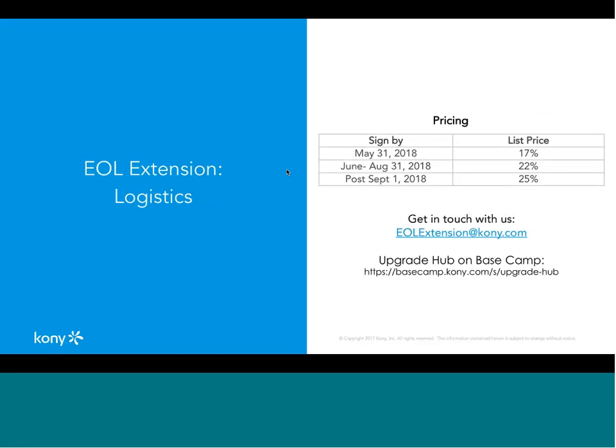Here are some logistics for the EOL extension program. So the pricing, if you signed up before the end of this month, before May 31st, it is 17% of the app platform license fee, and if you sign between June 1st and August 31st, that's 22% of the app platform license fee, and post September 1st of 2018, it is going to be 25% of the app platform license fee. So for any questions on the EOL program, please write to us at eolextension@kony.com, and you can also find all these details on the upgrade hub on Basecamp.